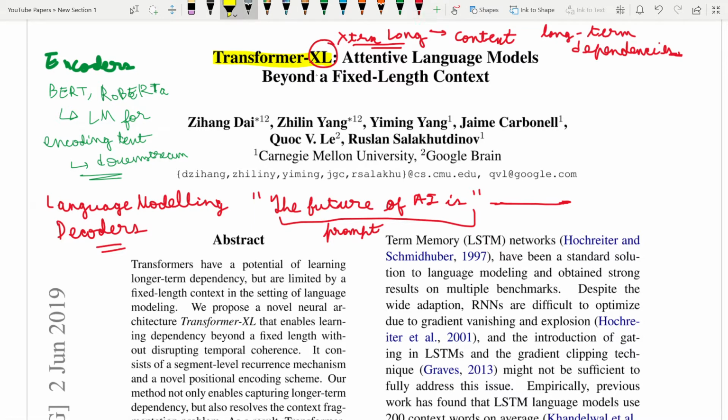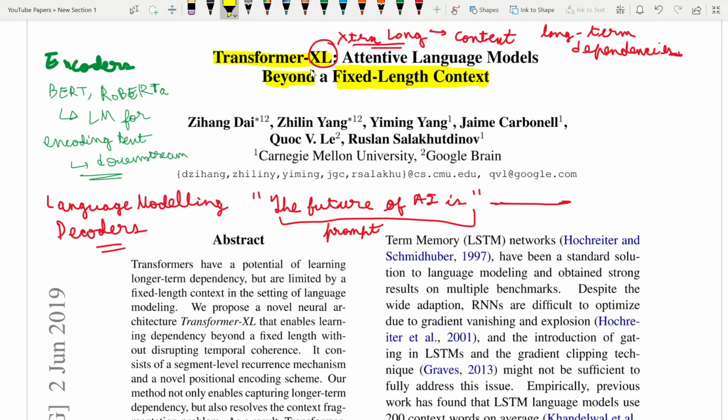Okay, let's again see the title. It's attentive language models beyond a fixed length context. So this beyond and fixed length context. Before this paper was released, there were only decoders that could use only fixed length contexts, maybe of the order of a few hundreds. Only that was used for the training purpose, and so the output generated was not that impressive, not close to what a human would write, right? That is where Transformer XL comes.